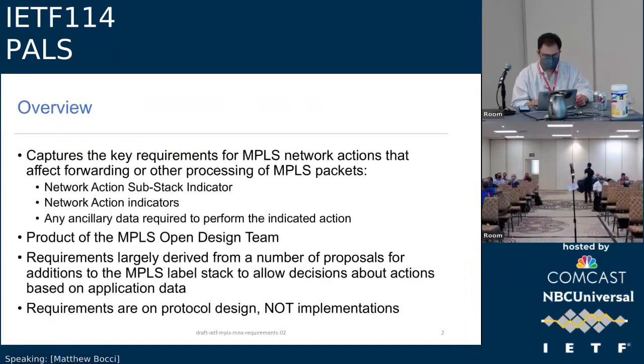So this document captures, or is intended to capture, the key requirements for MPLS network actions that affect forwarding or other processing of the MPLS packets, including requirements on network action substack indicators. So that's referred to as the M&A label, or the special purpose label that's used to indicate a set of network actions. The MPLS network action indicators themselves, and any ancillary data required to perform the indicated action.